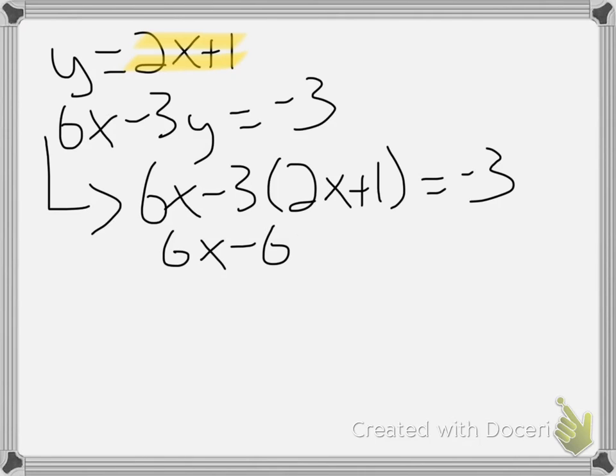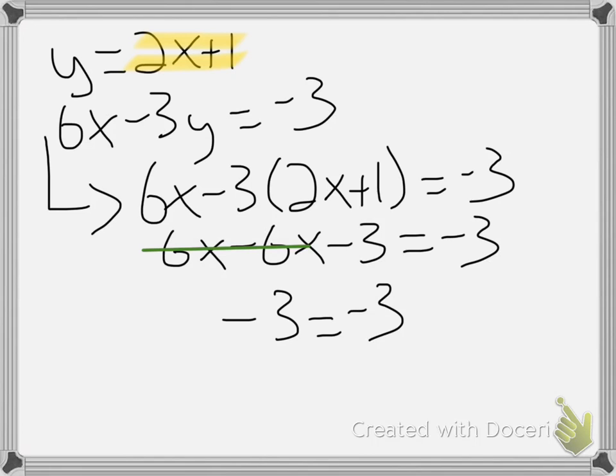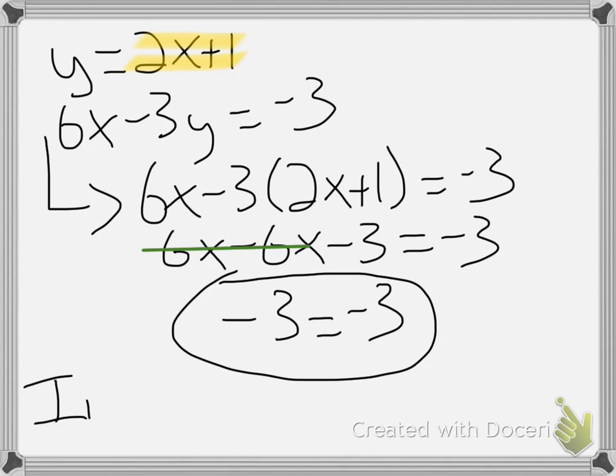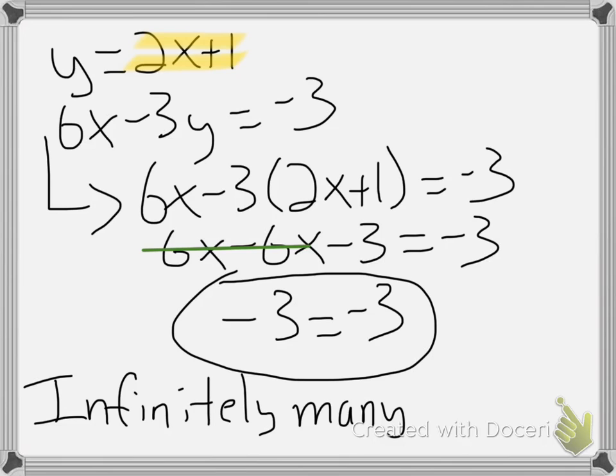6x minus 6x minus 3 equals negative 3. Look what happens. This goes away, right? This is just nothing. So we're left with negative 3 equals negative 3. When this happens, when we just get a true statement, we say automatically infinitely many solutions. So these are actually the same lines in disguise, okay? Infinitely many solutions.